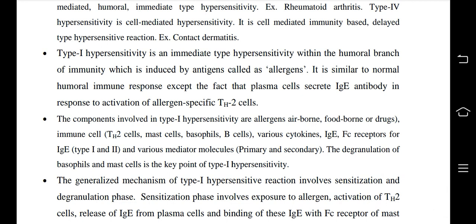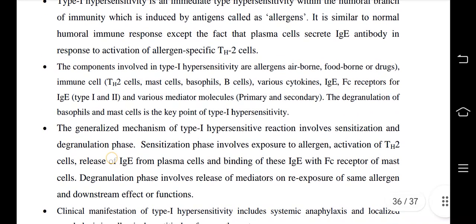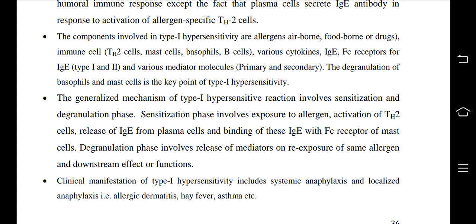So type 1 hypersensitivity is an immediate type of hypersensitivity within the humoral branch of immunity, induced by antigens called allergens. It is similar to a normal humoral immune response except that plasma cells secrete IgE antibody in response to activation of allergen-specific Th2 cells. The compounds involved are allergens, airborne, foodborne, or drugs. Immune cells include Th2 cells, mast cells, basophils, B cells, various cytokines, IgE, Fc receptors for IgE, types 1 and 2, and various primary and secondary mediator molecules. The degranulation of basophils and mast cells is a key point of type 1 hypersensitivity.